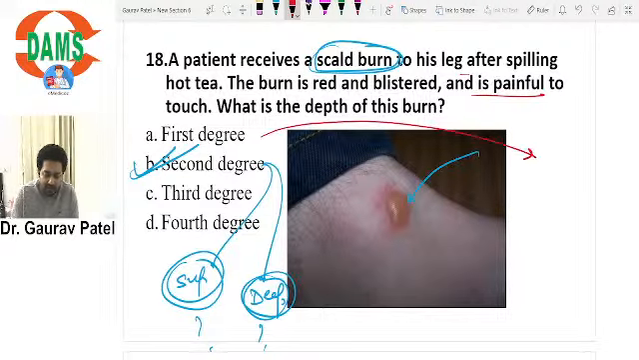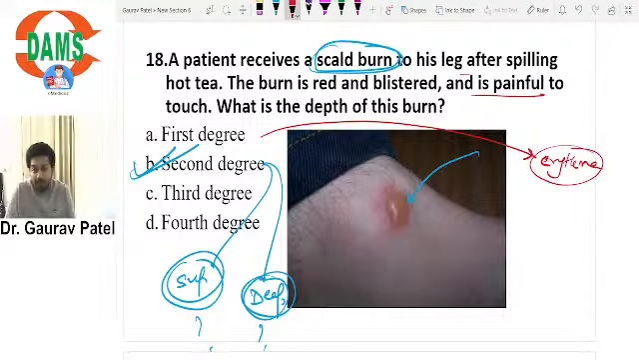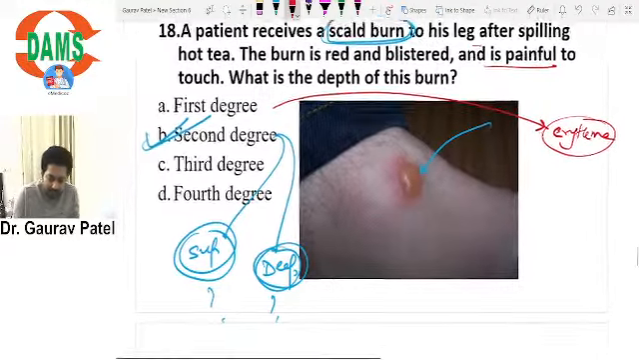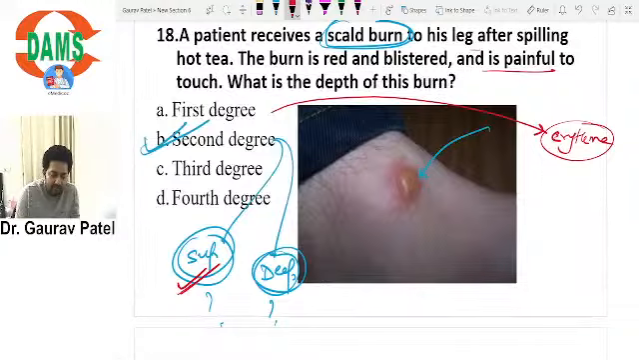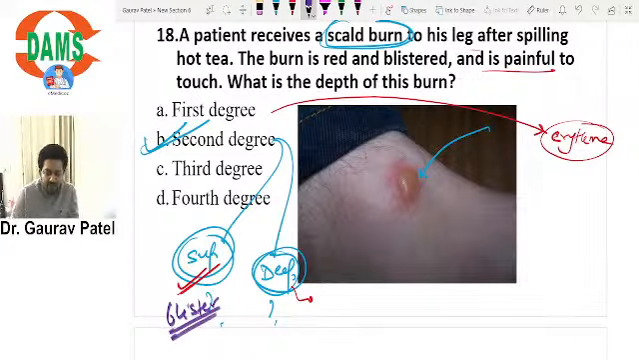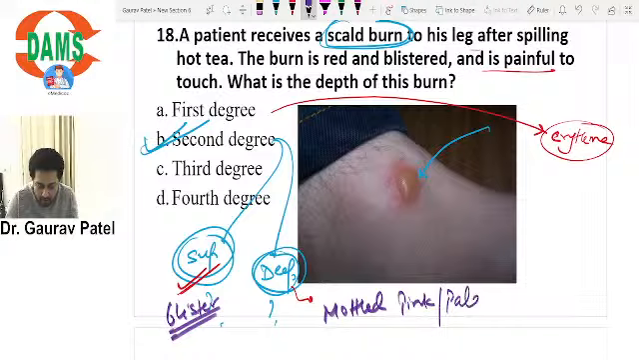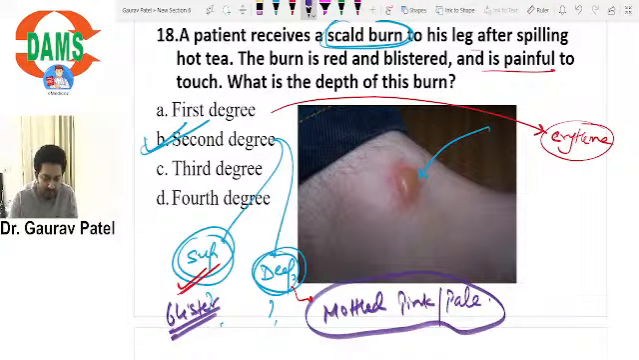First degree, so there is nothing. There is just redness, there is erythema. The skin will be intact. Erythema, it will be painful. Second degree superficial, yes, very good. In superficial, blister is very commonly seen, and you can see a very nice blister here. In deep, it is mottled pink or pale. The skin appears mottled pink or pale, not like this blister.